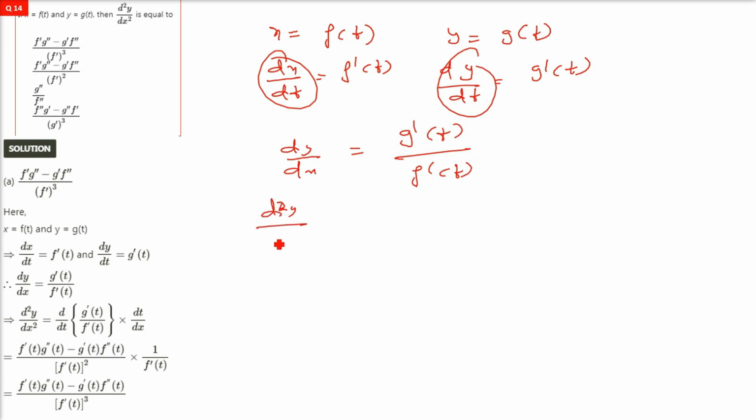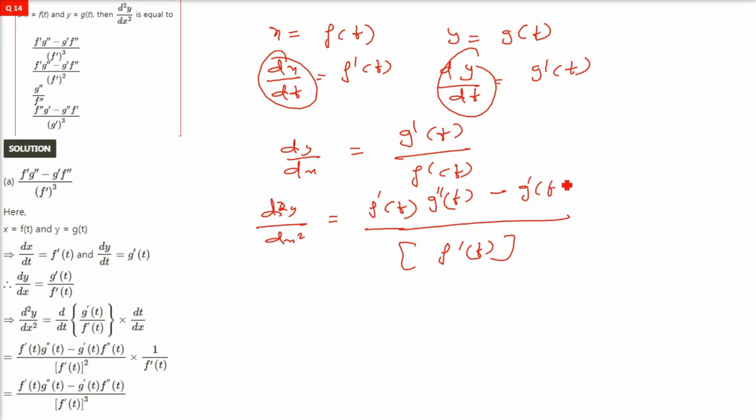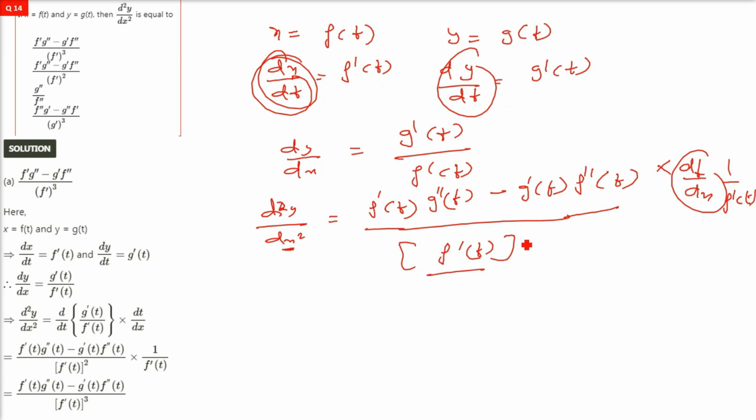d2y by dx2. Now you have some p by q form on the right hand side. So it's going to be f dash t whole square. I'm applying the p by q quotient rule. F dash t, g dash t is g double dash t minus g dash t, now ft will be f dash t, f double dash t. Will not stop here because we are differentiating with respect to x, but only t is there on the right hand side. So dt by dx will also come. dx by dt is f dash t, so you can take the reciprocal and write it as 1 by f dash t. F dash t we already have square, so it will be f dash t whole cube in the denominator. So you just find out whichever is suiting your answer and just check it, because there are 4 options.